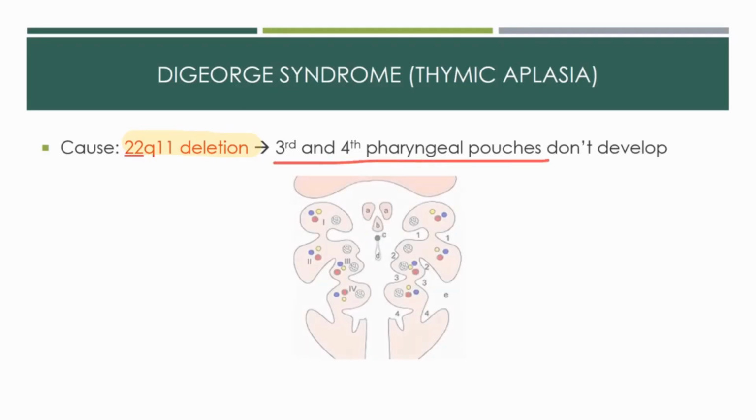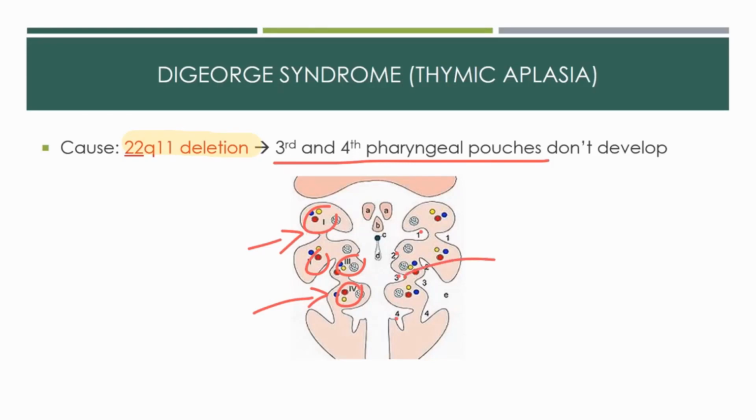If you remember from embryology, the pharyngeal pouches are part of the branchial apparatus in the developing fetus and form the endodermal structures of the head and neck. These over here are the pharyngeal arches, and out here are the pharyngeal clefts. Inside, labeled 1, 2, 3, and 4, are the pharyngeal pouches.